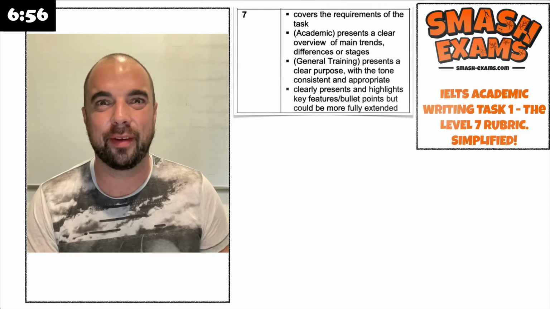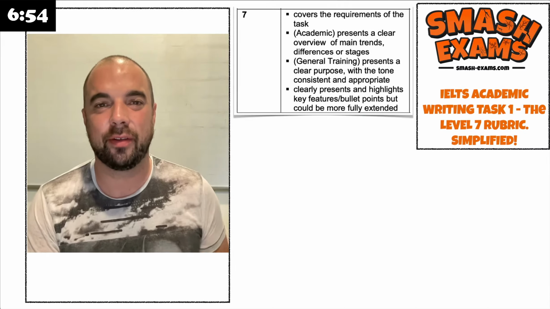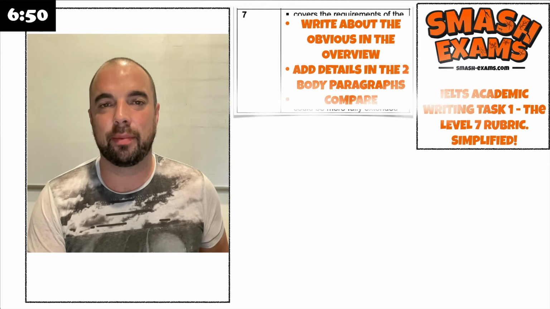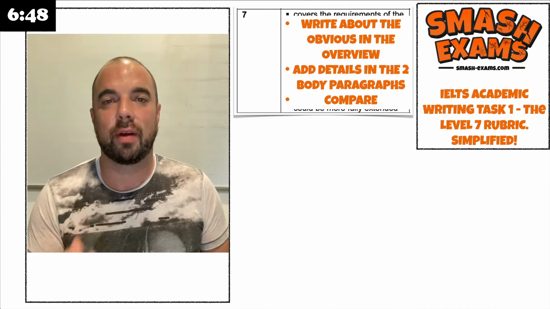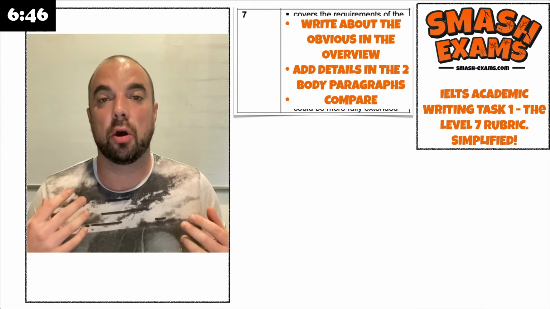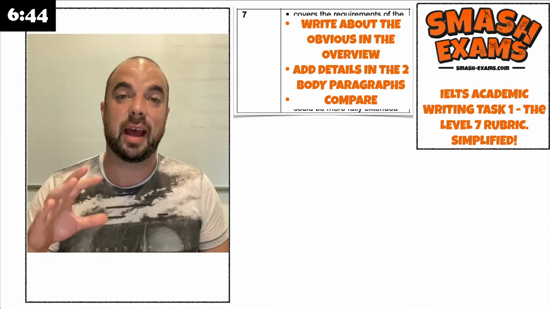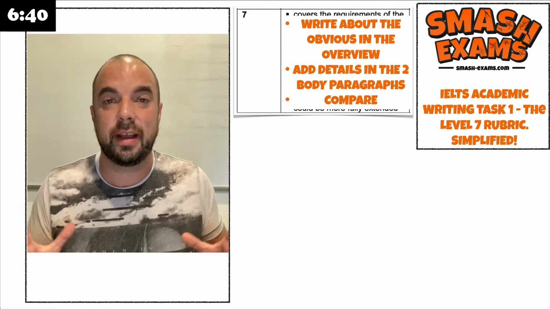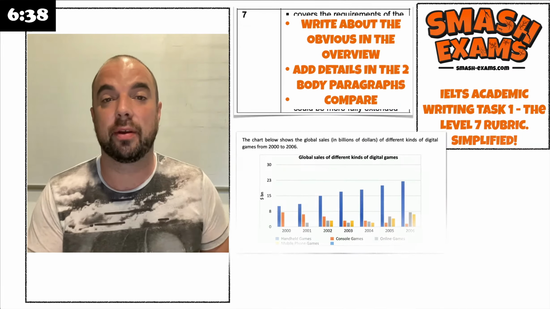The first band is for task completion, and here you can see what the IELTS recommend. Now, we're going to make it very simple. What it means is you need to write about the obvious in your overview paragraph. You need to add details in the 2 body paragraphs, and if necessary you should compare the graphs.